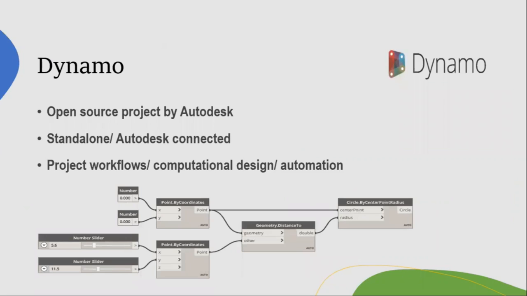Dynamo is an open source project by Autodesk, developed by a team at Autodesk. It can be standalone as well as used in conjunction with Autodesk software to further extend the functionality of existing Autodesk software. It can also be used to set up project workflows for computational design in architecture and similar fields, and to introduce automation into the AEC industry. Dynamo has recently gained wide popularity due to its intimate connection with Revit and other Autodesk software.